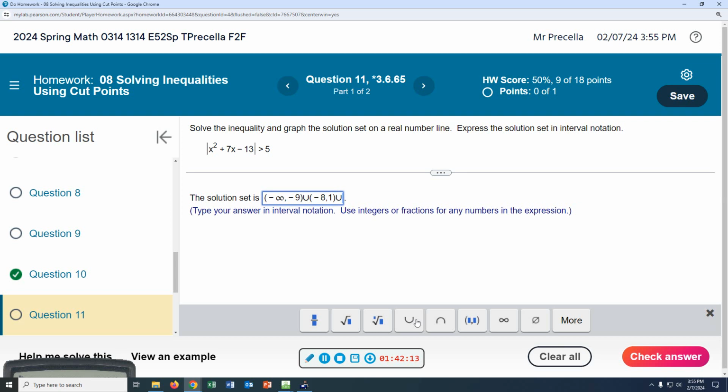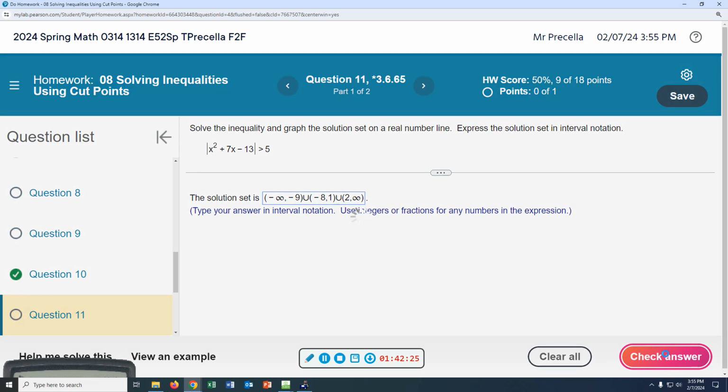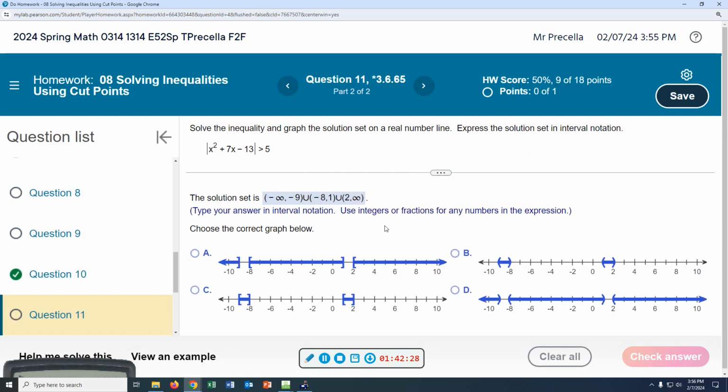Parentheses, 1, parentheses, 2, comma, infinity. Number 12 is exactly the, oh wait, we're not finished. Seems that they should have asked this first. Notice how they're drawing the number line. They're not putting open and closed circles. They're putting brackets, which I don't like. But, okay. So these are using closed circles, A and C. So is it B or D? Which one is it? D?